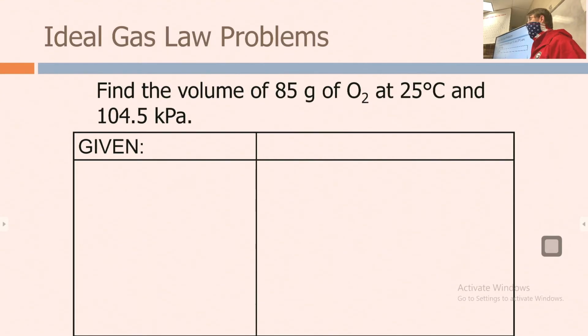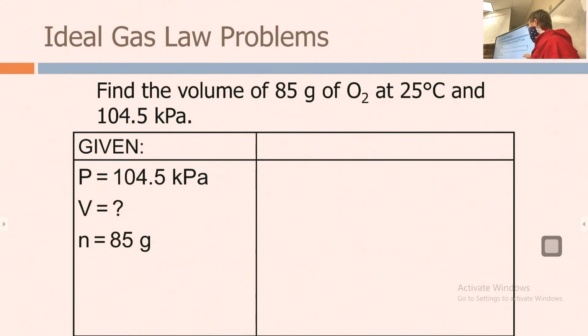Another problem. Find the volume. What does that indicate, Destiny? Looking for V. V is question mark. 104.5 kilopascals. Why is that pressure? Kilopascals is the units for pressure. It's got a capital V in it. 25 degrees Celsius. N is, wait a minute, is N 85 grams?